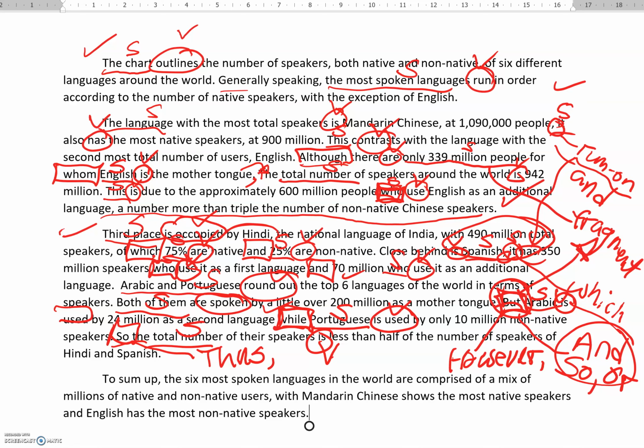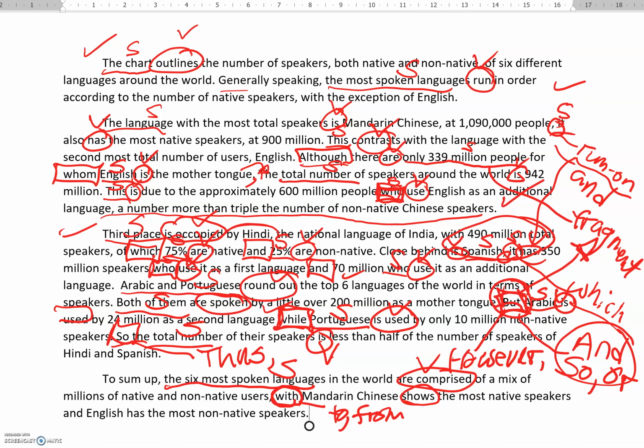Last paragraph. To sum up, the 6 most spoken languages, subject, in the world are made up of, verb, a mix of millions of native and non-native users, okay, with Mandarin Chinese shows. So this is another issue with sentence structure, okay? We have this word with, and with is a preposition, like to or from, okay? And after a preposition, we don't have a main verb. It's not allowed in English.